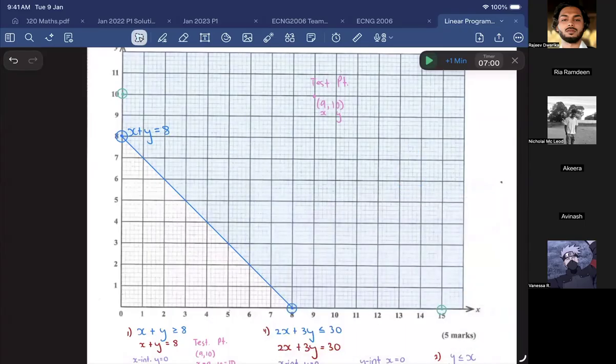Talk to me. Vanessa, if I have 2 points and I want to draw a line, what do I have to do? Connect the dots that go from 10 to 15. Right? You have to connect it.